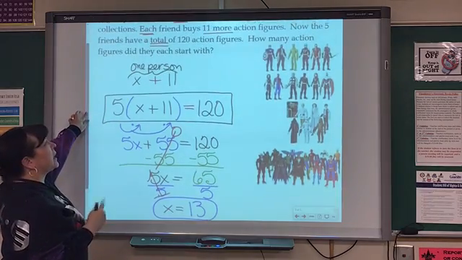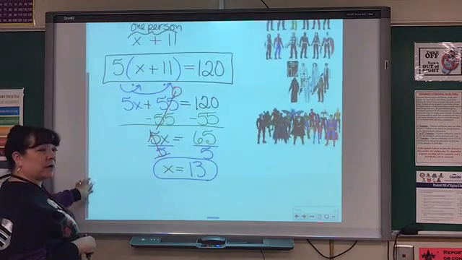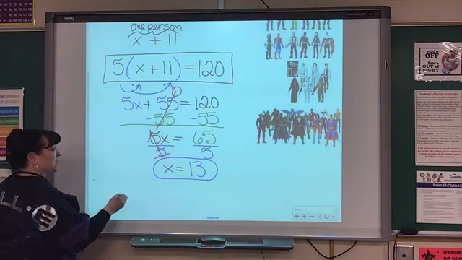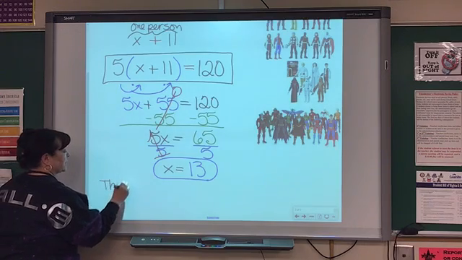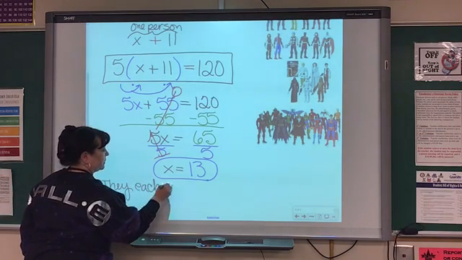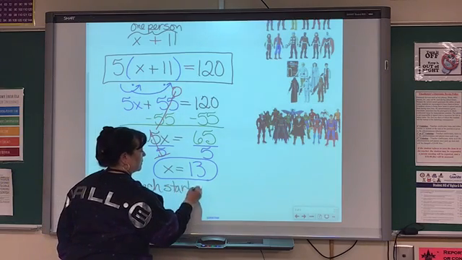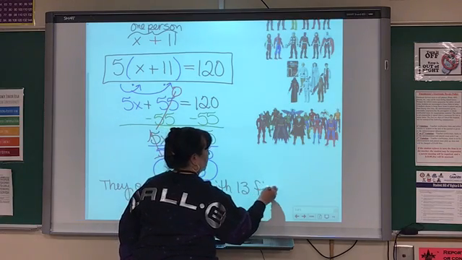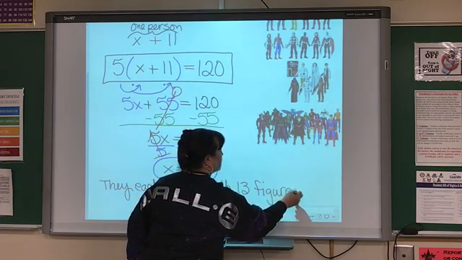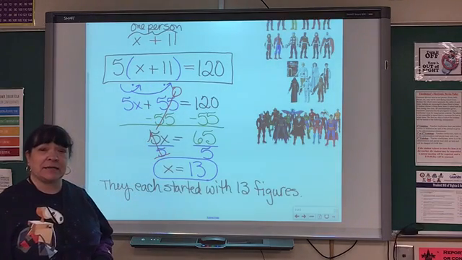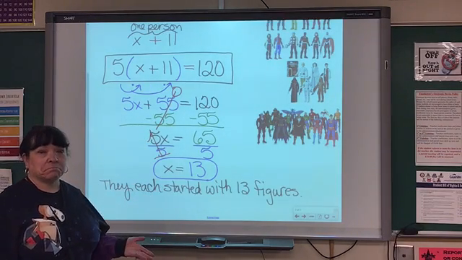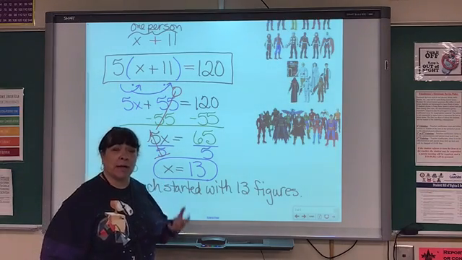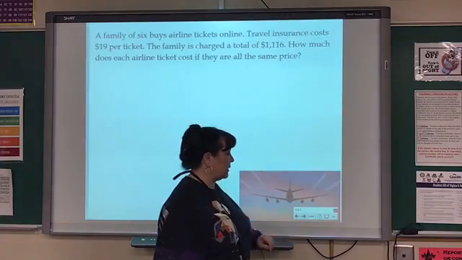In answer to the question, how many action figures did they each start with? Well, I might just need to solve it. I might need to answer the question. If I need to answer the question, I would say they each started with 13 action figures. I'm just simply answering it by sort of restating the question. Not so bad if you know what you're looking for and you start to put this into reality. It's real world. Don't let it fake you out.